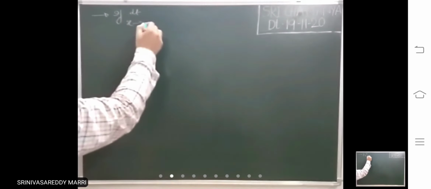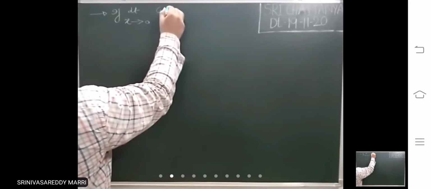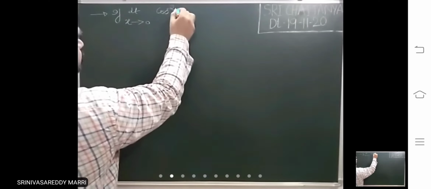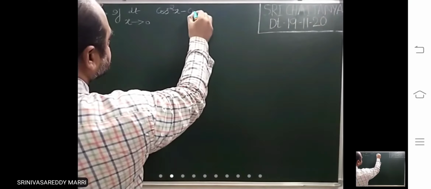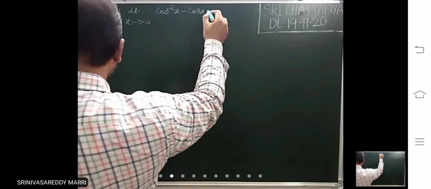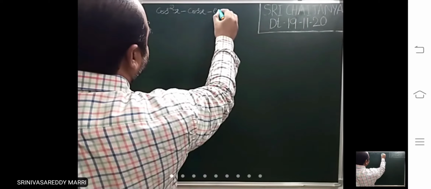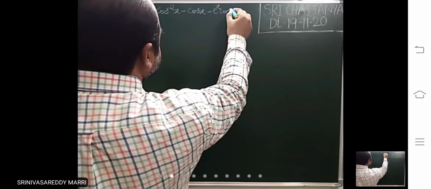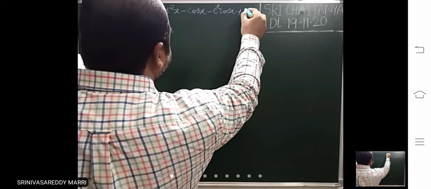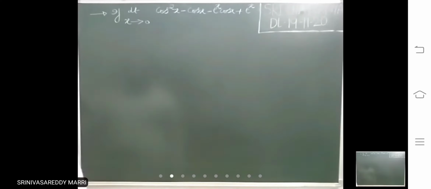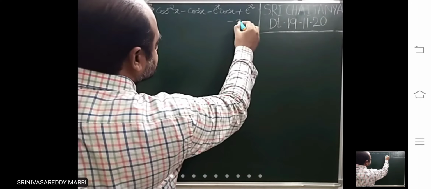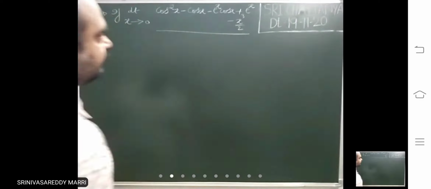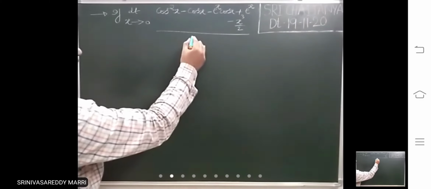Limit x tends to 0 of cos square x minus cos x, a very important model for the exam point of view. In IIT also such type of models are asked. Minus e power x cos x plus e power x minus x cube divided by 2. This completely is in the numerator, divided by x power n.